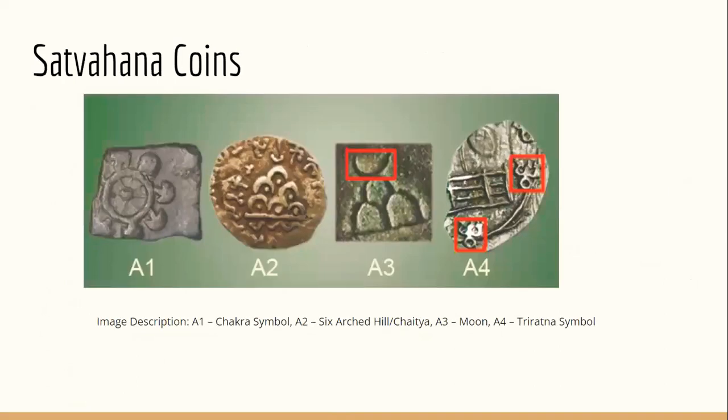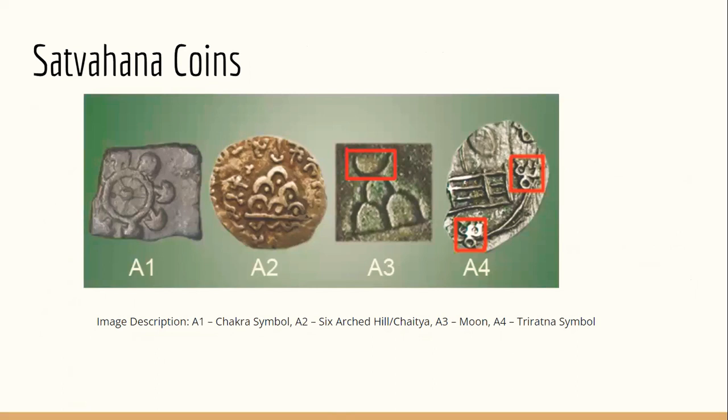So these are the different coins. So first coin represents chakra symbol. Second, it's a hill or chaitya. Third, a quarter moon. Fourth one, Triratna symbol. So Triratna symbol, it is associated with Buddhism.